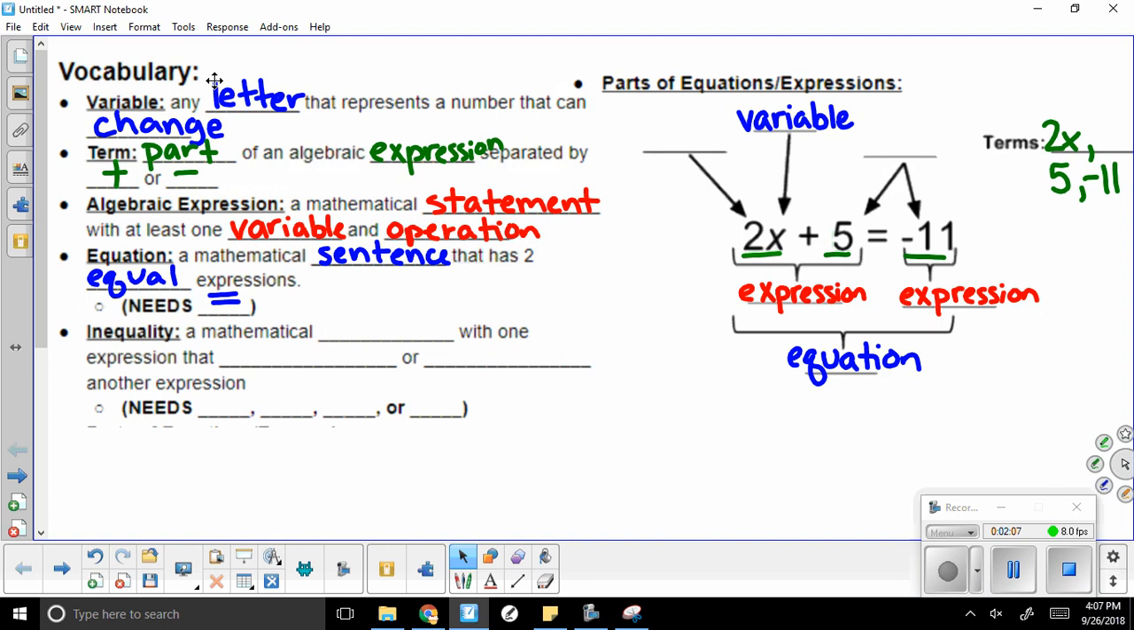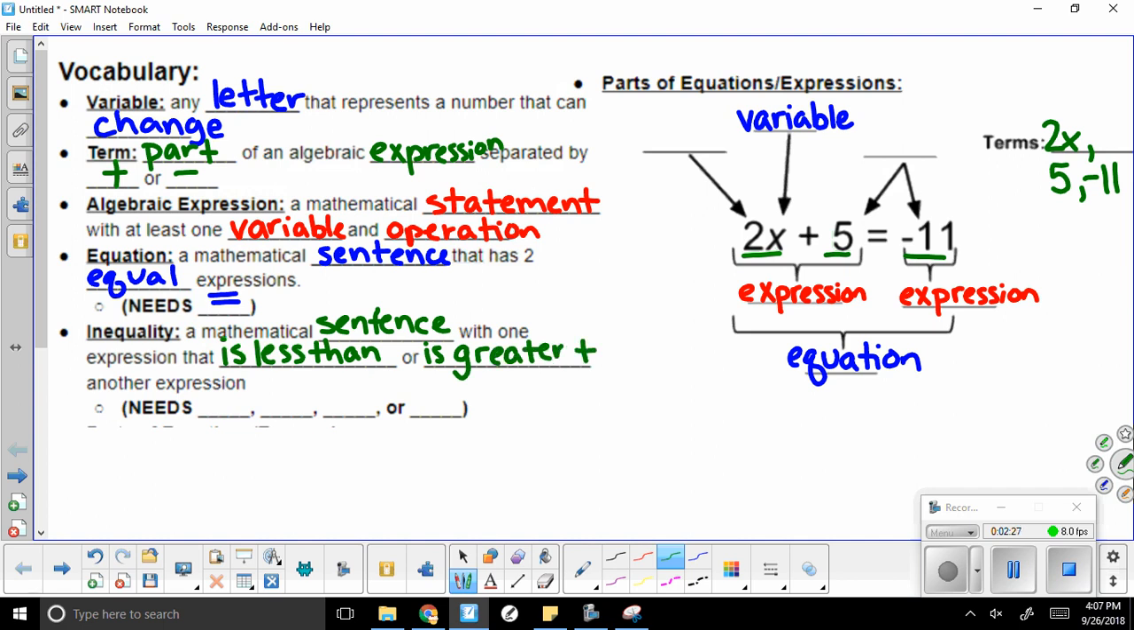Okay, our next vocabulary word is inequality. An inequality is a mathematical sentence with one expression that is less than or is greater than another expression. So we're filling in those words, is less than or is greater than. So it needs a less than sign, greater than sign, less than or equal to sign, or greater than or equal to sign.